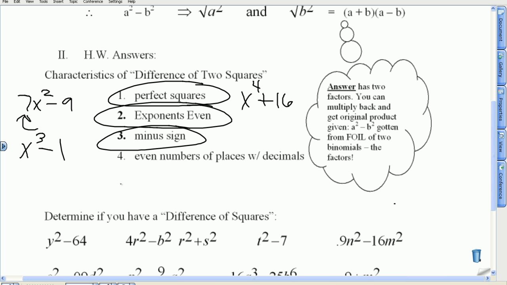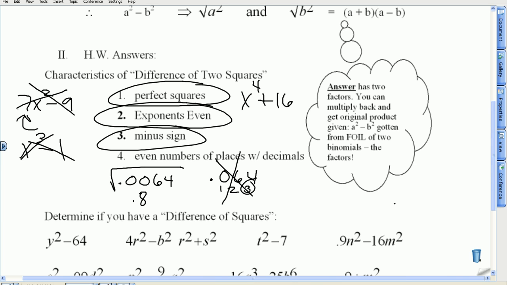What we're saying here is 0.0064 is a perfect square, so the square root of that is 0.08. But 0.064, because it's not an even number of decimal places, is not a perfect square. So not a perfect square, not difference of two squares. Fail, fail, fail.